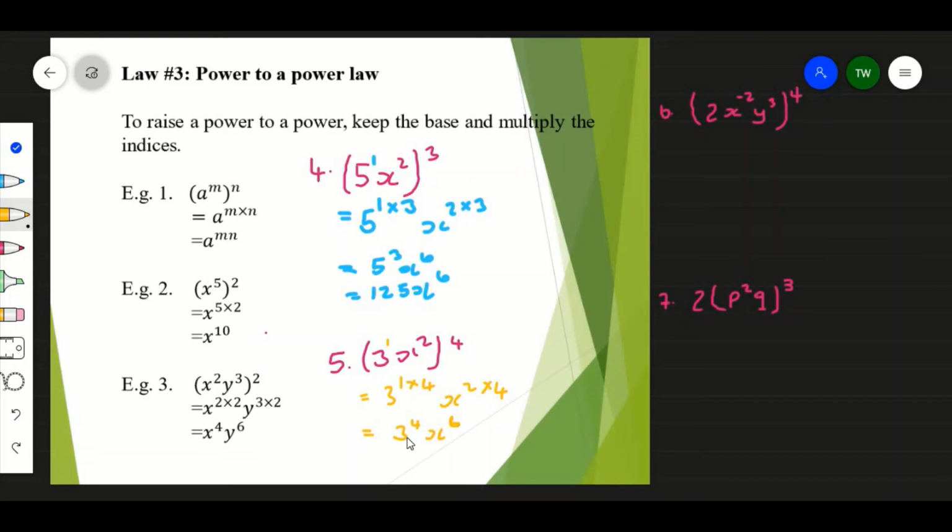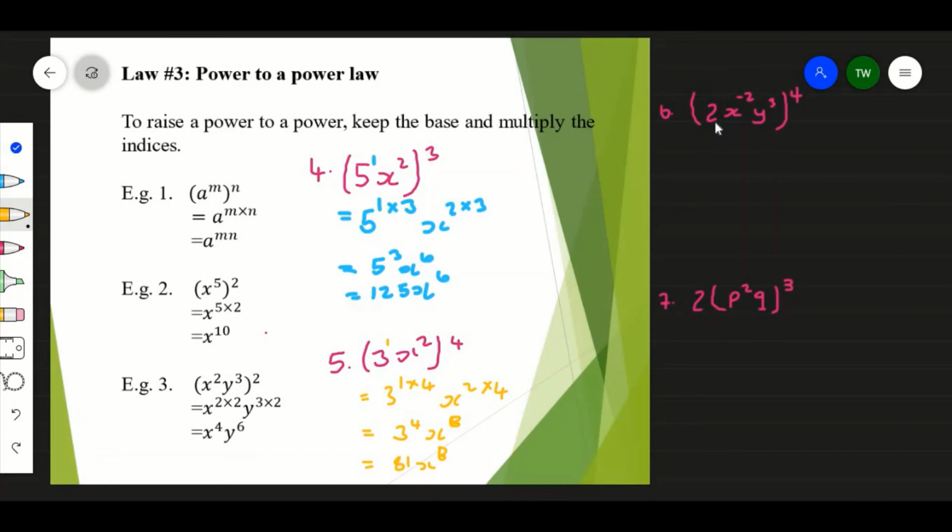But note that 3 to the 4th can be simplified, right? That's just 3 times 3 times 3 times 3. And 3 times 3, that's going to give us 9. And 9 times 3, that's going to give us 27. And 27 times 3, that's going to give us 81. So this can be simplified to be 81x to the 8th power.